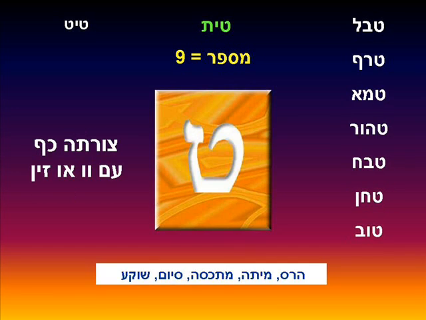Then you have Tet, number 9. The word Tet comes from the word tit, according to the Kabbalah, mud, afar, everything comes from the ground.